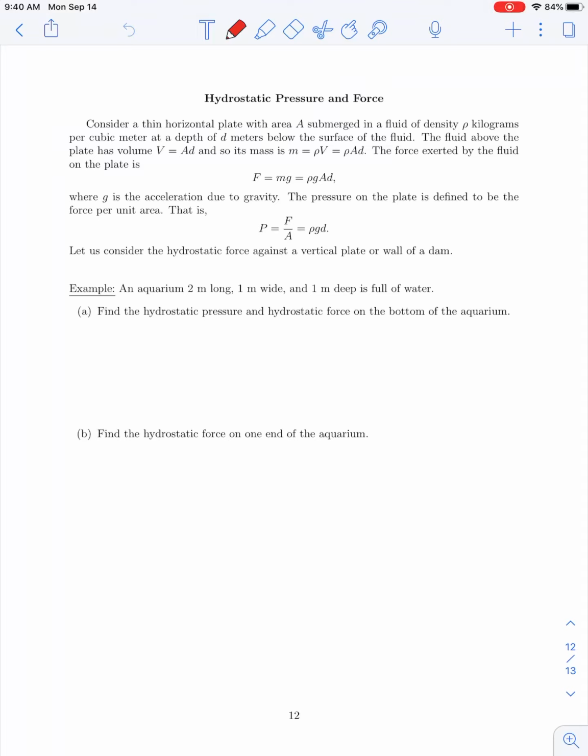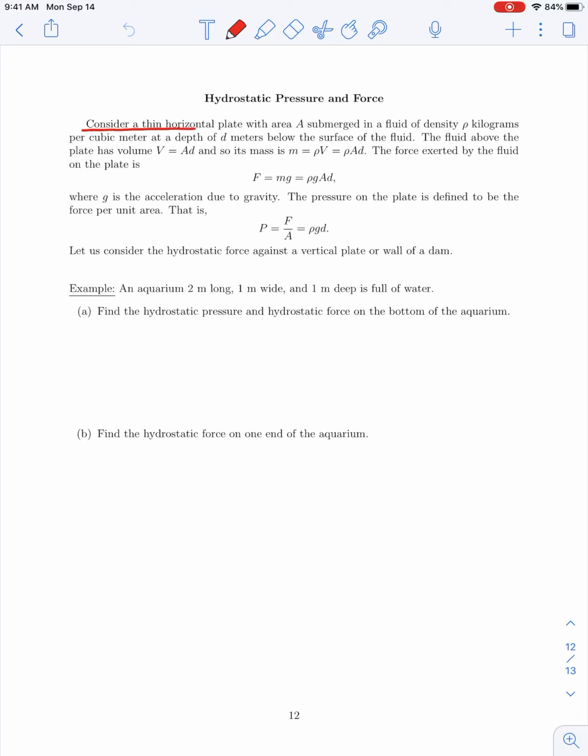Okay, in this lecture, we're going to finish our section 2.5 material on physical applications of the integral. And in this lecture, we're going to be talking about hydrostatic pressure and force. So to motivate what we're considering in this lecture, let's consider the following problem.